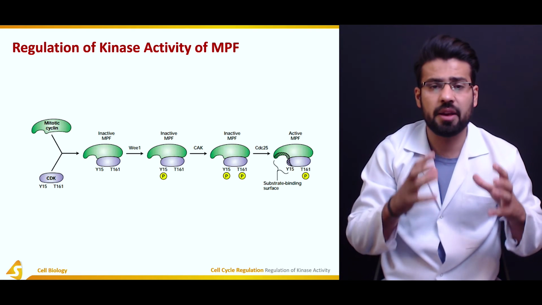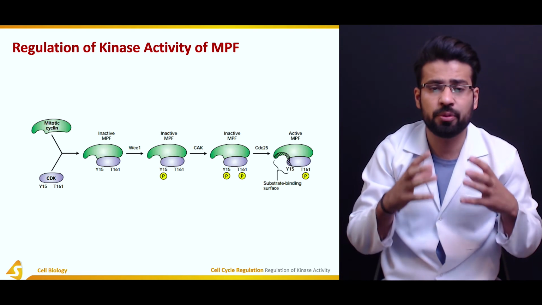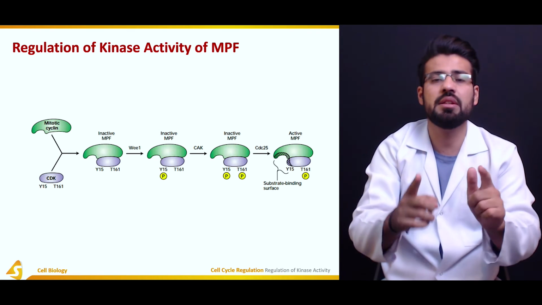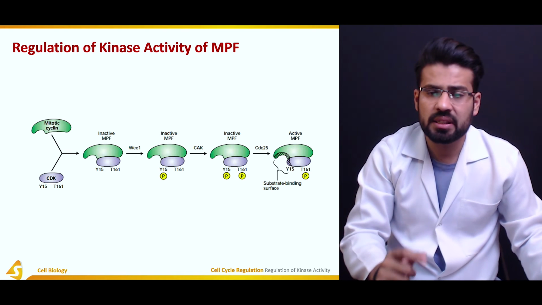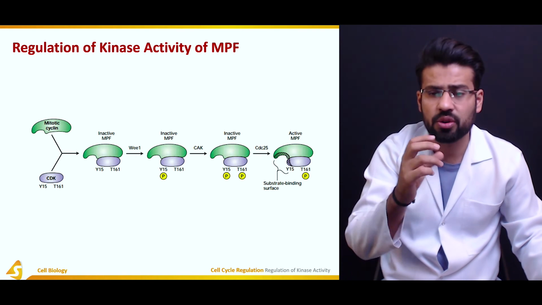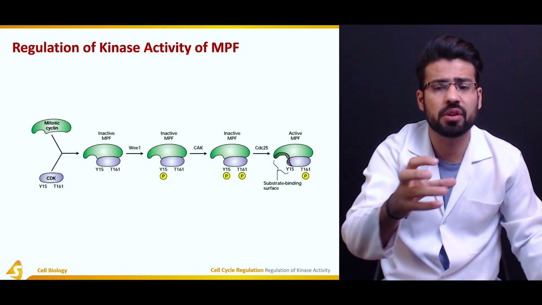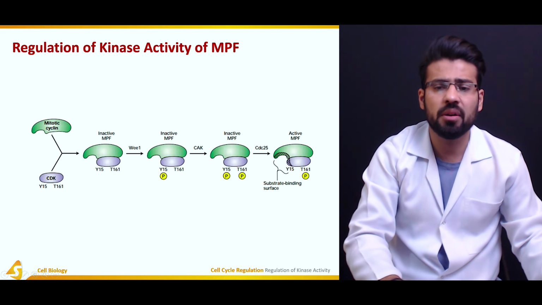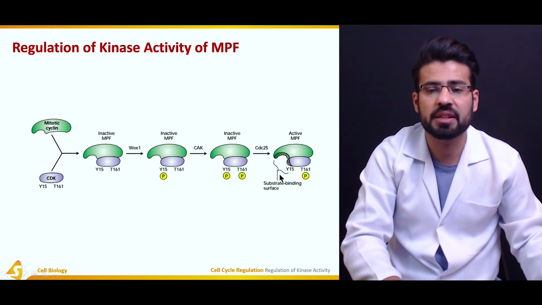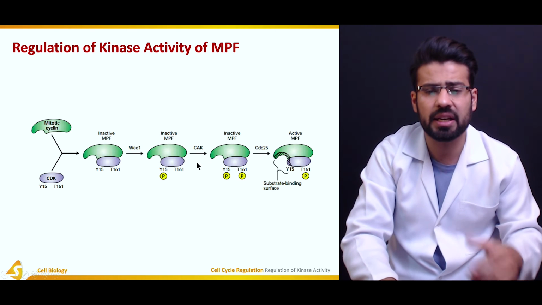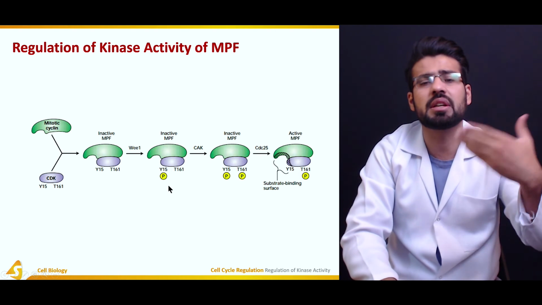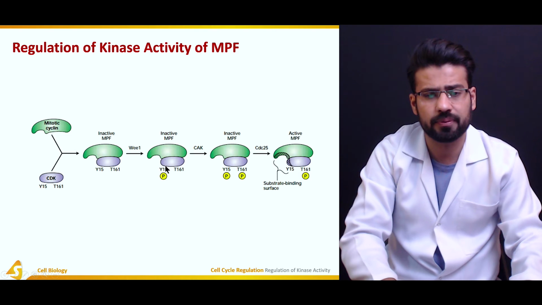So in order for the MPF to be activated to perform its kinase activity, CDC25 plays an important role. Now what CDC25 does is, it is basically a phosphatase, so it functions to remove the phosphate group from this particular residue, the tyrosine residue at the 15 position. So this would result in the activation of the MPF kinase activity, and it is going to perform its activity that we have discussed in the previous section as well, of course.